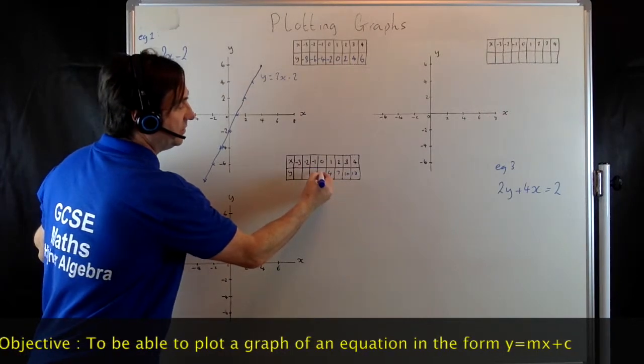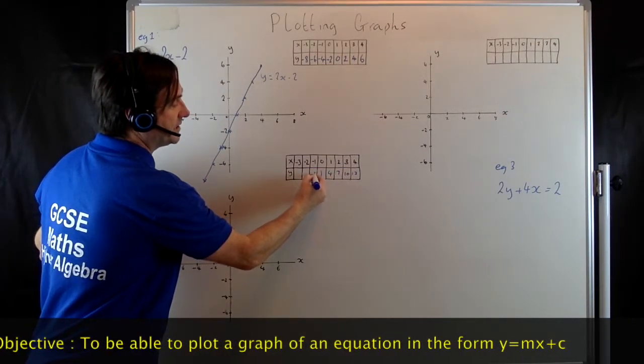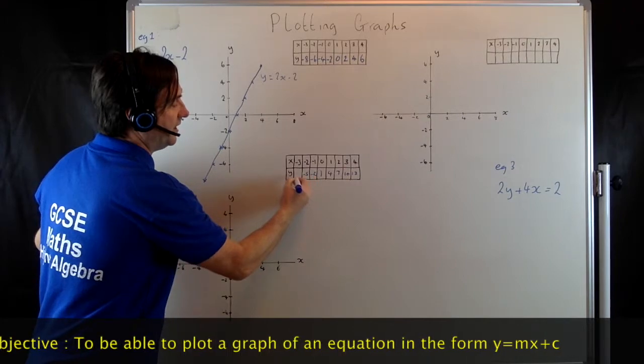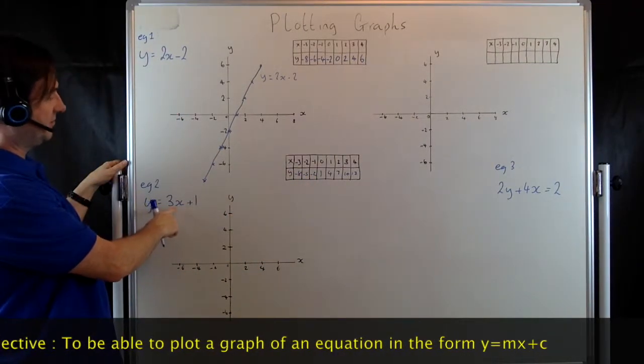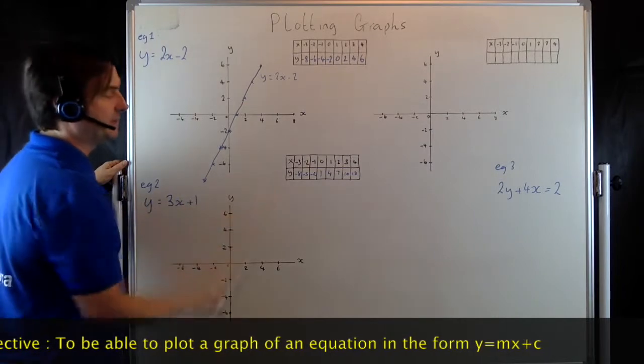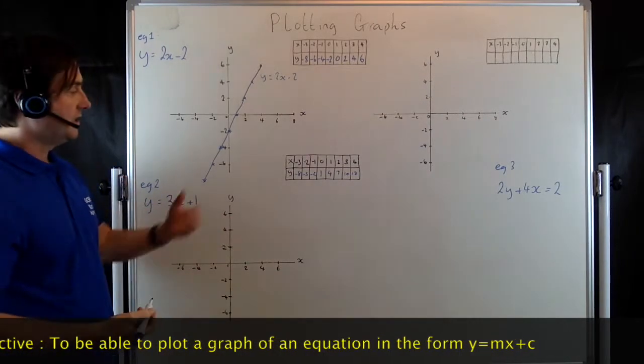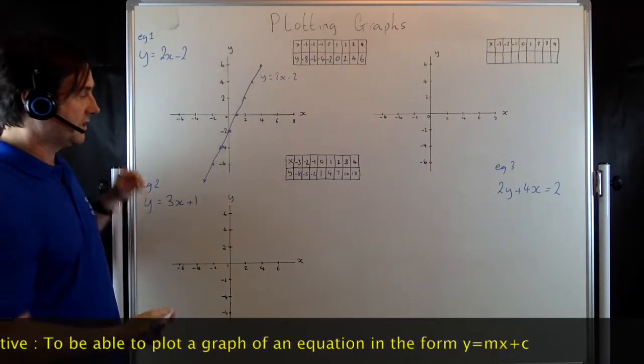So we continue that on: 1, -2, -5, and -8. Let's check the last one. 3 times -3 is -9, add 1 takes us back up the number line to -8. I've got my coordinates, let's now plot them.